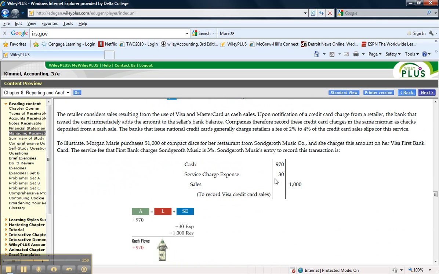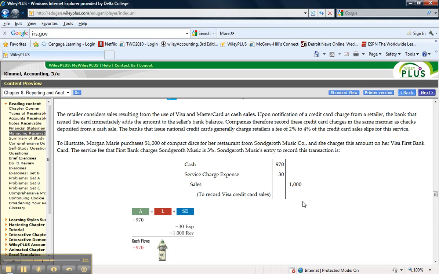You can see an example of the entry right down here. Target would debit cash for $970. They would record the service charge expense for the amount that they are effectively paying Visa, and then they record the revenue of $1,000. In this case, $100 in the case that I just mentioned off the top of my head. And so this is what Target would record for Visa sales.